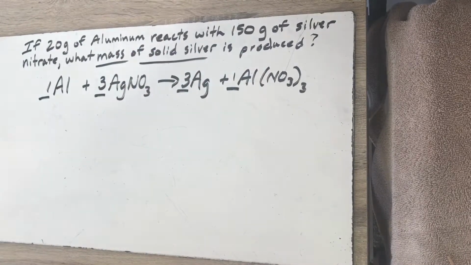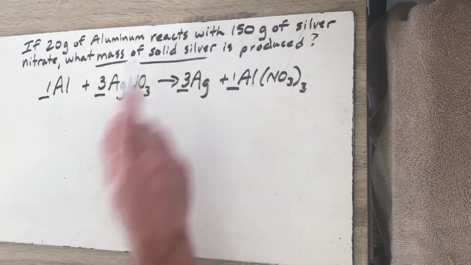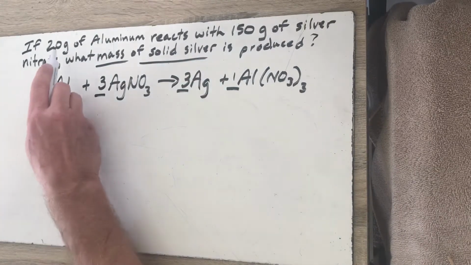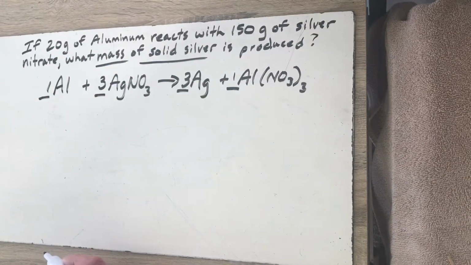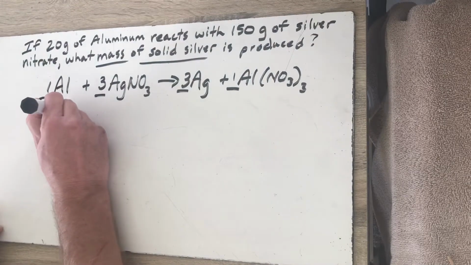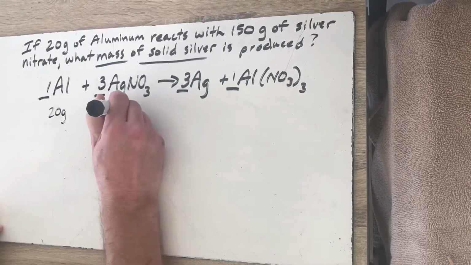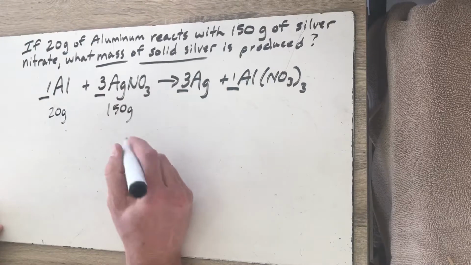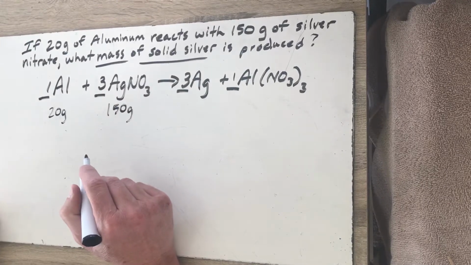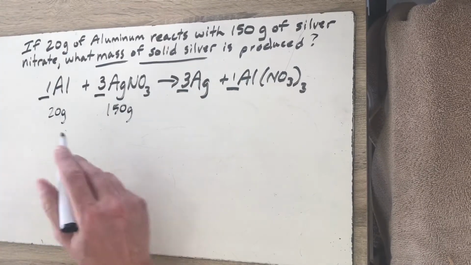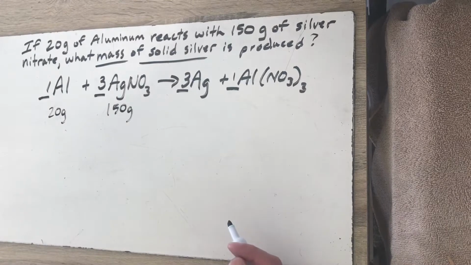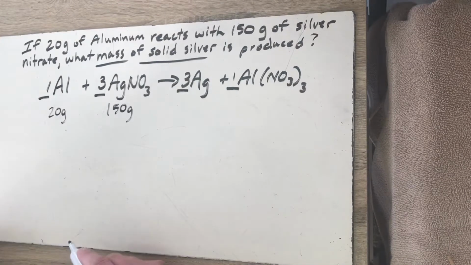However, the difference is we get two different starting amounts. Okay, 20 grams of aluminum and 150 grams of silver nitrate. 20 grams here, 150 grams here. And that's not typical. Usually we were given one beginning amount and we were able to figure out what it would produce in the reaction. Now we've got two beginning amounts.